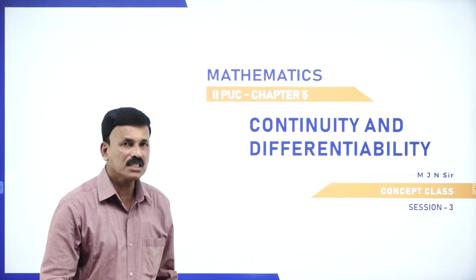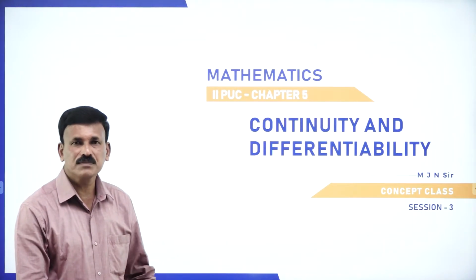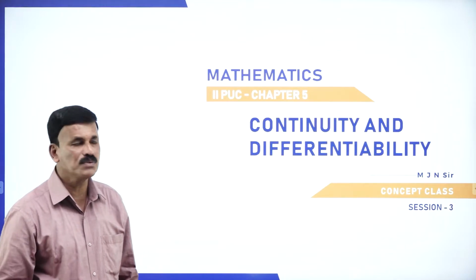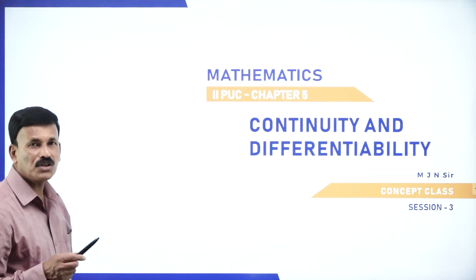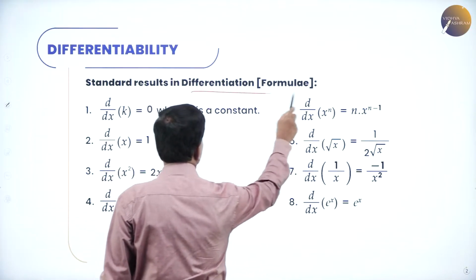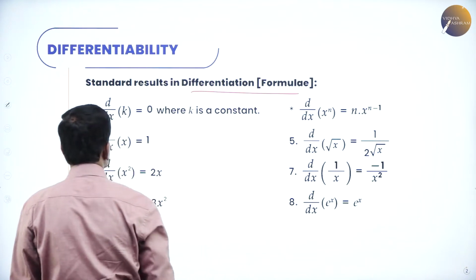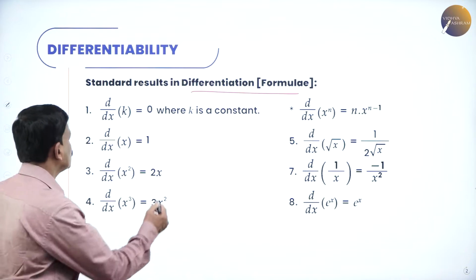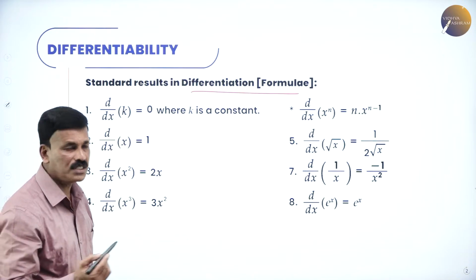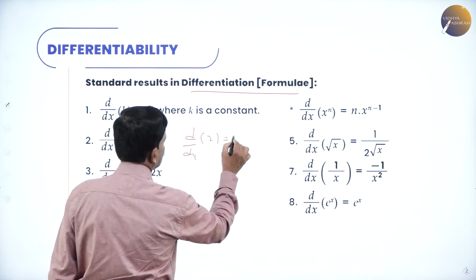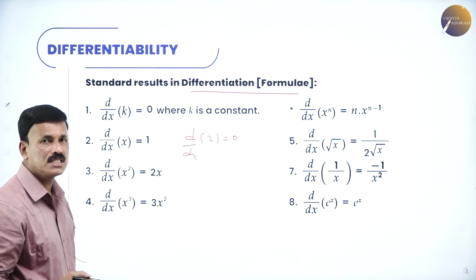Before going to the exact differentiability, let us recall the things which you have studied in first PUC. Let us list out the standard results in differentiation, the formulas which we have studied in first PUC. You know the derivative of a constant is 0. d by dx of a constant is always 0. For example, d by dx of 2, 2 is a constant, derivative of a constant is 0.